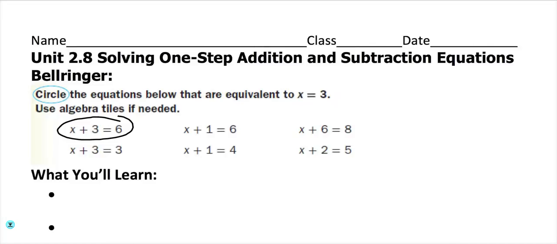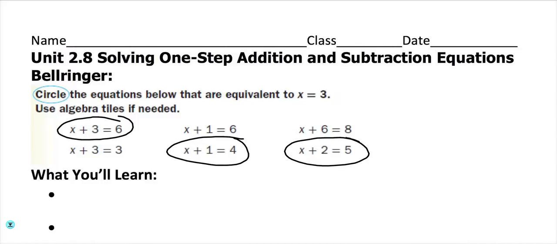If I plug in 3 on the next one down, I have 3 plus 3 equals 3. No, that doesn't work. Come over to the next column. 3 plus 1 equals 6? Nope. 3 plus 1 equals 4? Yes. 3 plus 6 equals 8? No. 3 plus 2 equals 5? Yes. Okay, go ahead and mark how many you got correct on that one.